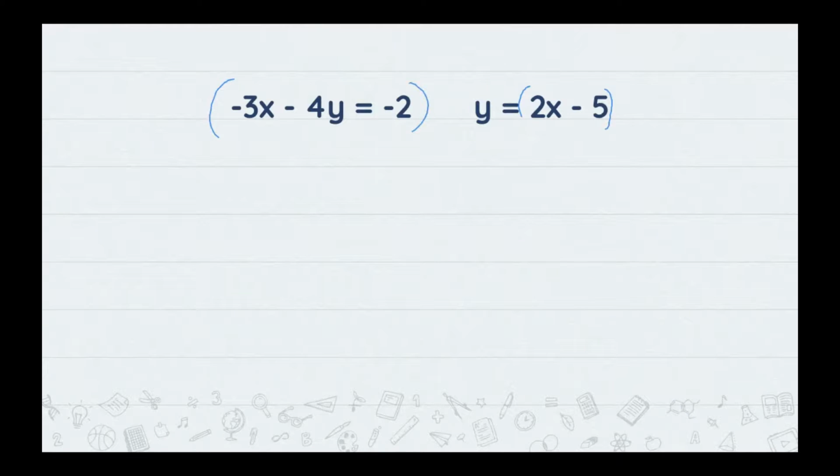To the other. To the y. Okay. To the y. Correct. Now what do we do? How do we get rid of the parentheses in this equation? You distribute. What do we distribute? Negative 4 times 2x and negative 4 times negative 5. All right. Okay. So this would equal negative 8x plus 20.